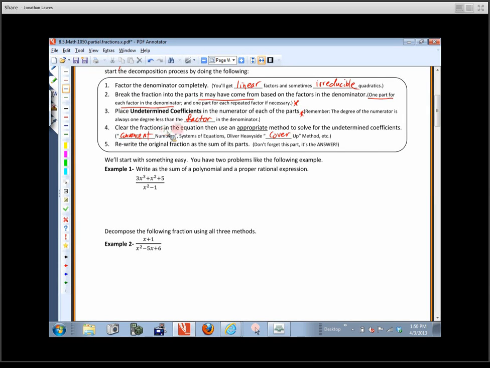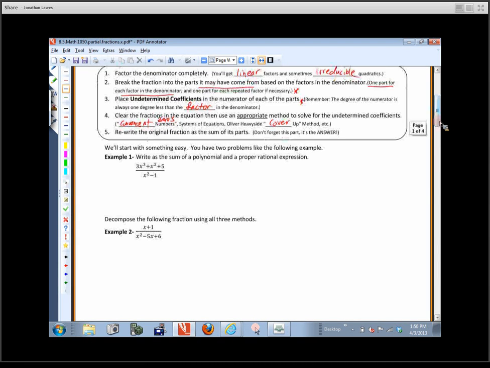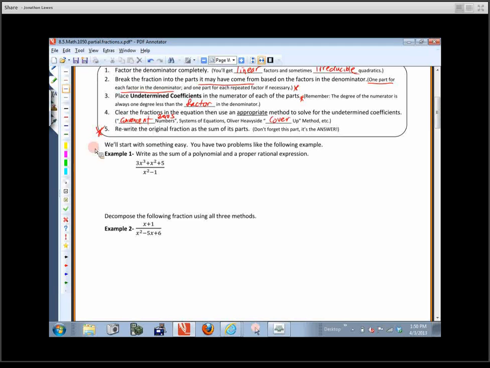Convenient numbers or convenient zeros. And you'll see why I like to call them convenient zeros in a second. Okay? And then the last thing is, don't forget this. You want to go back and you want to write the original fraction as the sum of its parts. We're taking a fraction, we're breaking it into a bunch of different parts, and then we're going to rewrite the original fraction that way. We're going to say, hey, you know this original fraction we were dealing with? Here are the fractions that it came from. Here are the parts that we decomposed it into.